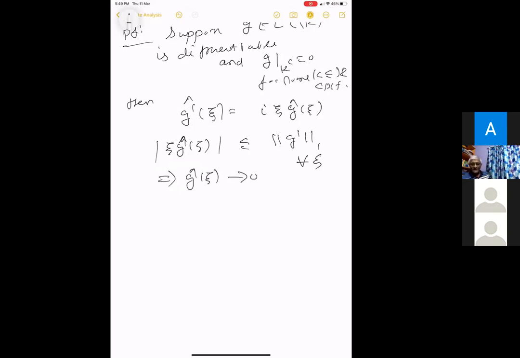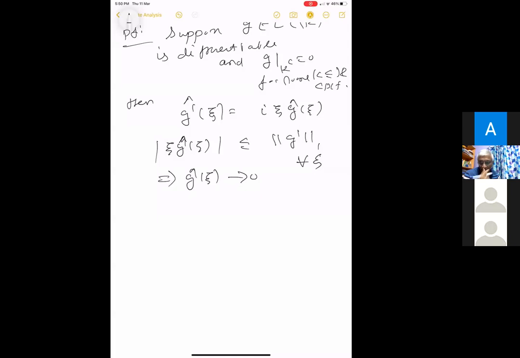Is this fine? I'm saying that you take a differentiable function which has support in a compact set, so outside a closed interval it is 0. Then you can take the Fourier transform of the derivative, which is given by i psi times G hat of psi, and that's a bounded function. Here G is differentiable, G is in L1, G prime is also in L1. You can integrate any continuous function on a compact set. So the Fourier transform exists, and it is bounded.